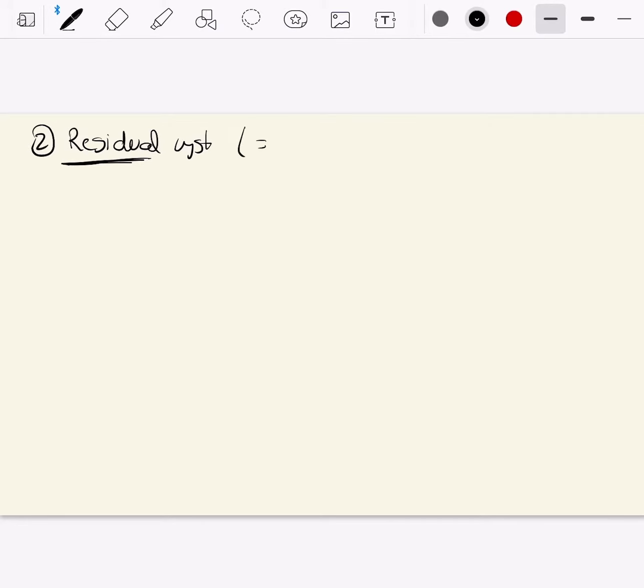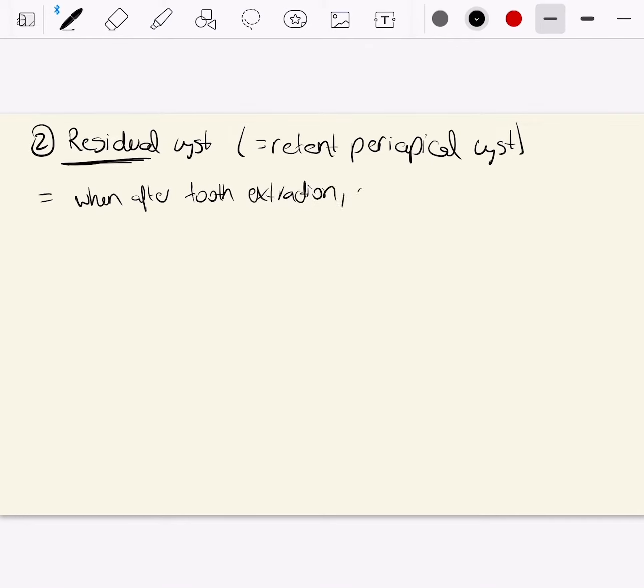It is also called the retained periapical cyst. It is basically when, after tooth extraction, the cyst remains. And although the tooth doesn't exist anymore, the cyst still grows.